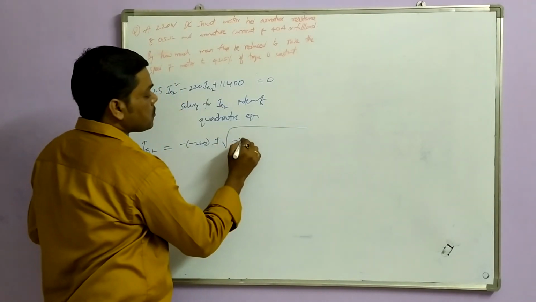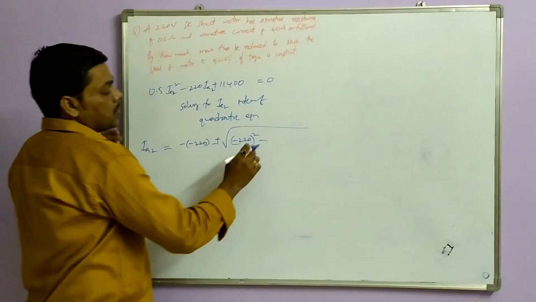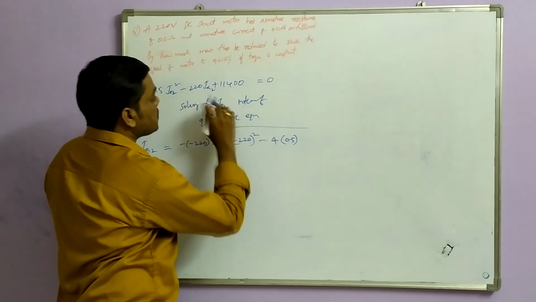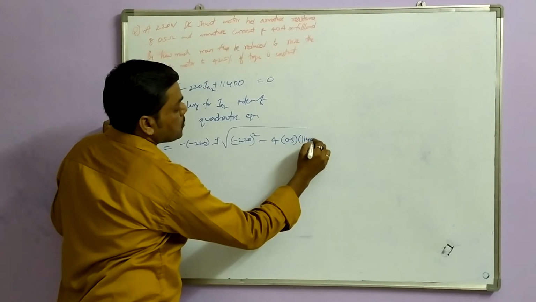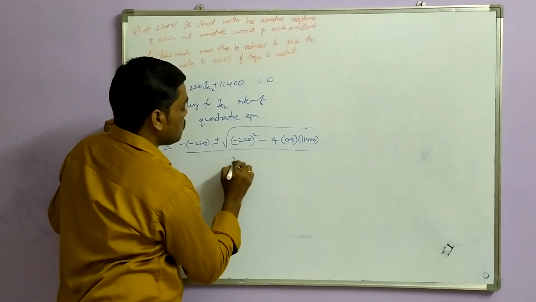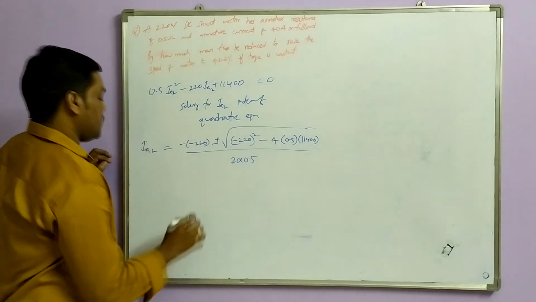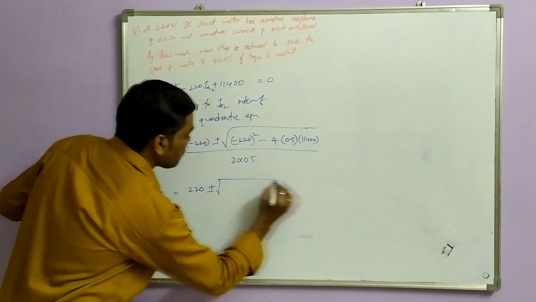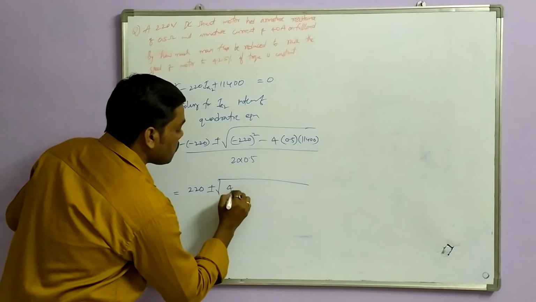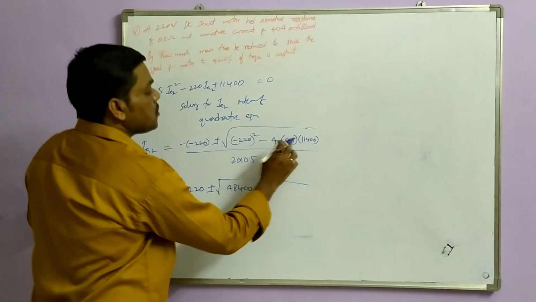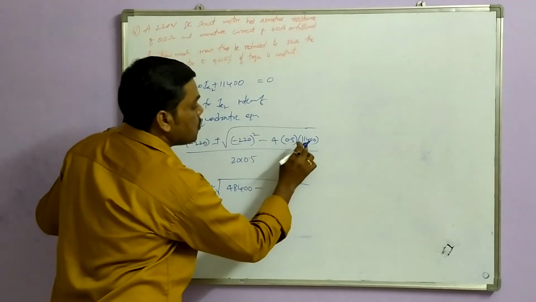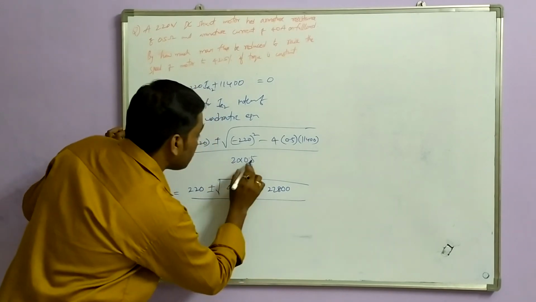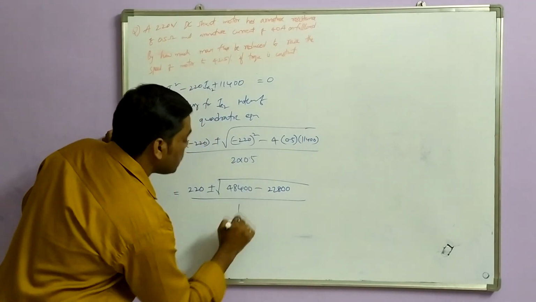So what is b again? Minus 220, whole square, b square minus 4ac. So 4 into a. What is the value of a? 0.5. And c is 11400, divided by 2a. So a is nothing but 0.5. Now minus into minus gives plus 220 plus or minus. b square is 220 square, which is 48400, minus 4 into 1 by 2, 2 into 114, which is nothing but 22800, divided by 2 into 0.5, so it will be 1.